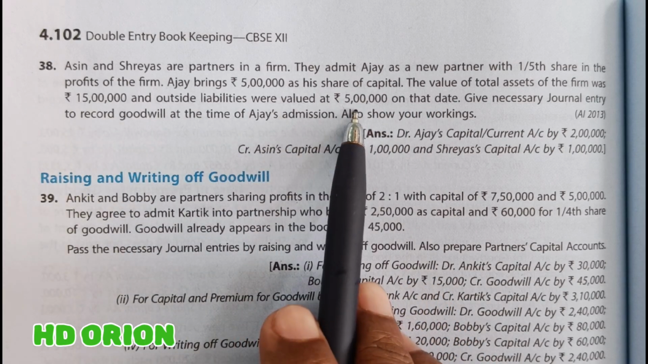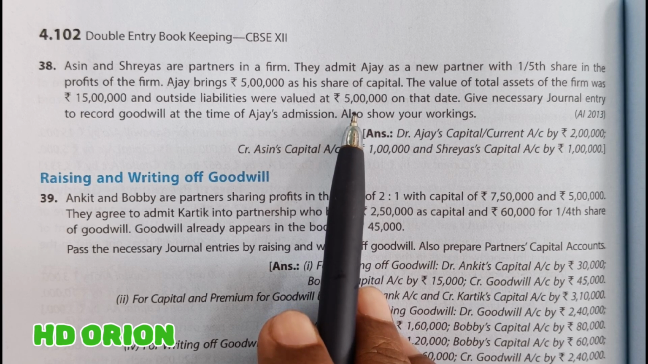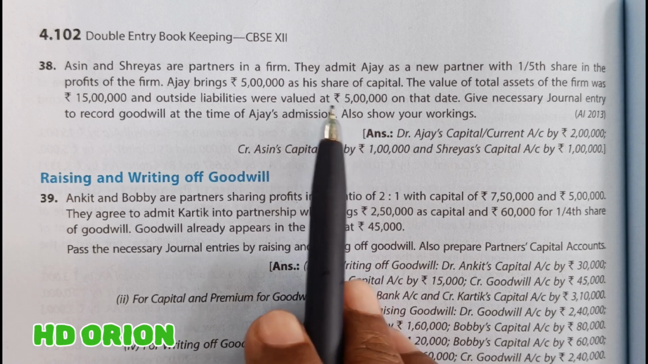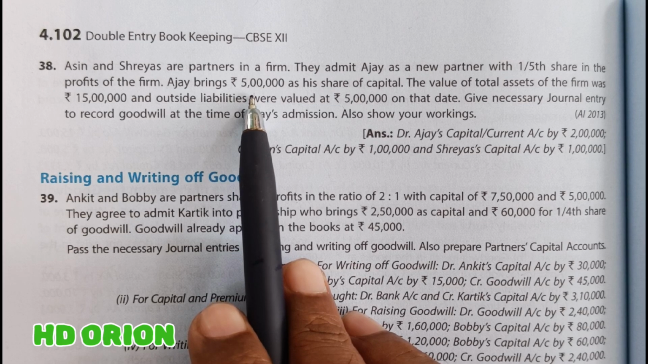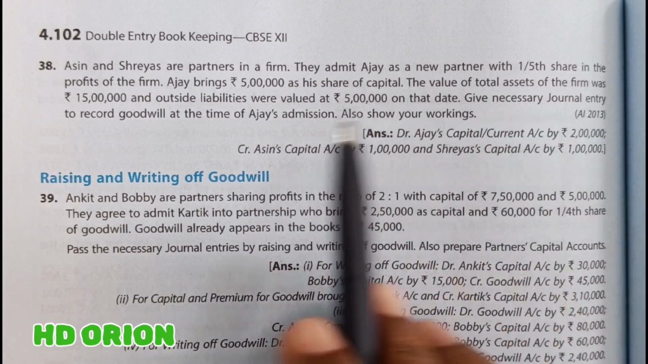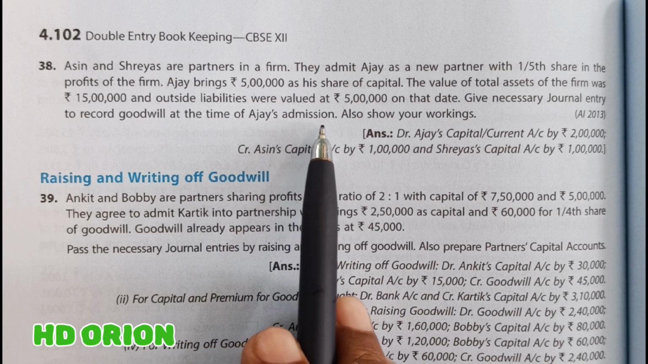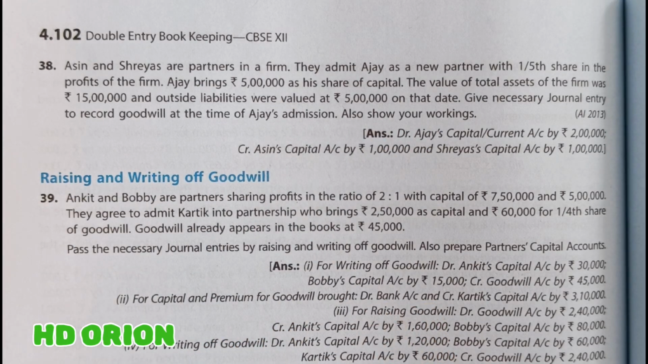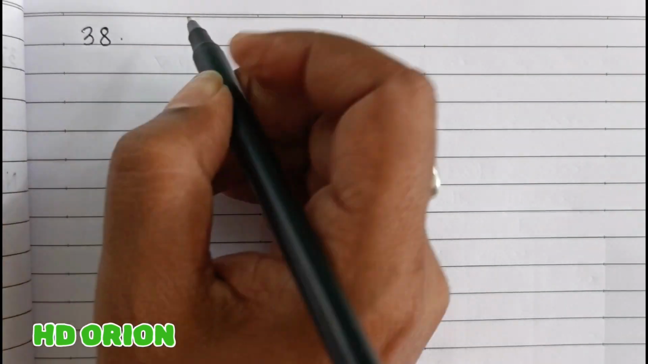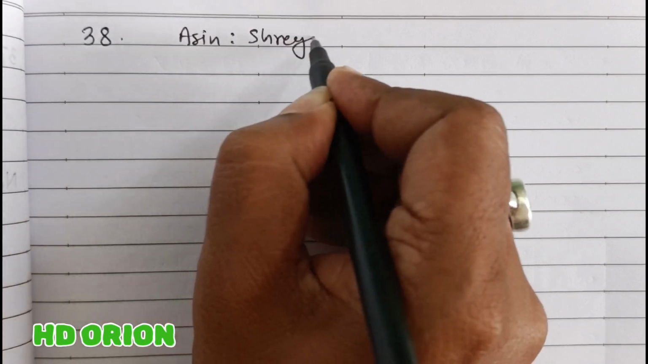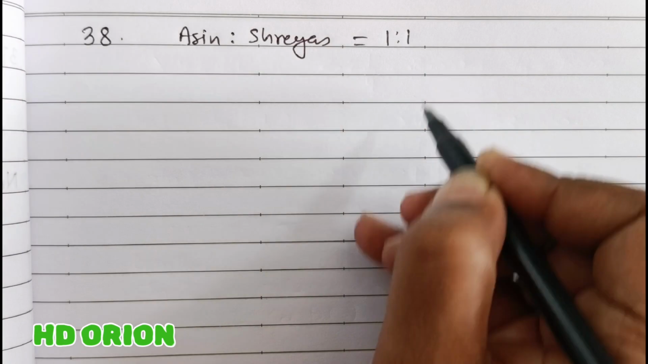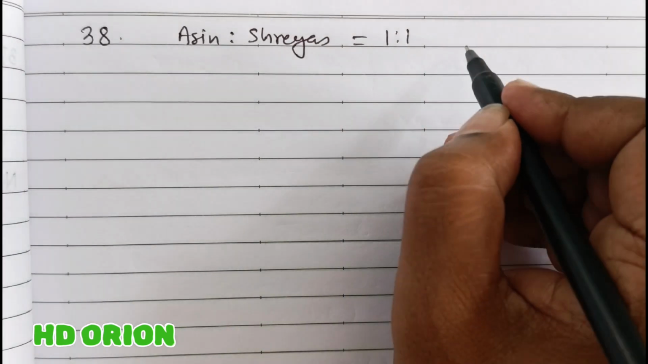When we subtract these two, we will get capital employed of the business, which is the net worth of the firm. Fine. And plus 5 lakh also, because Ajay is bringing 5 lakh also as a capital. Give necessary journal entry to record the goodwill at the time of Ajay's admission. Also show your workings. So let us see the solution. So solution 38, Asin and Shreyas. Their profit sharing ratio is not given. It means their profit sharing ratio is 1:1.